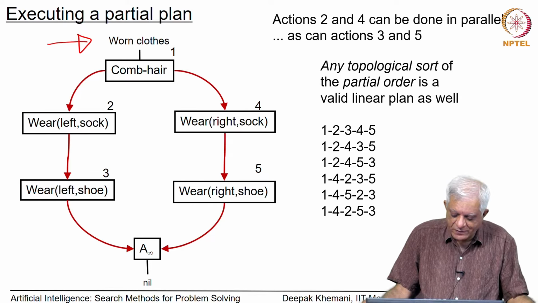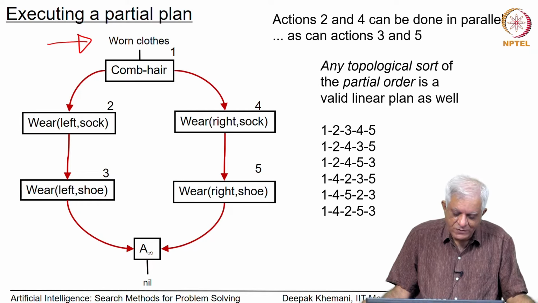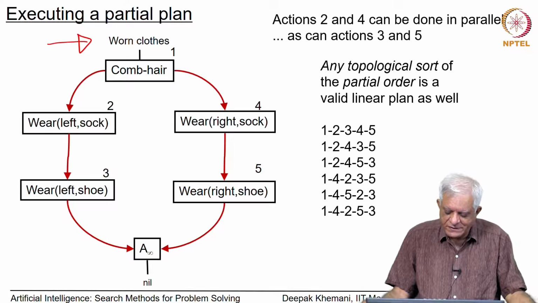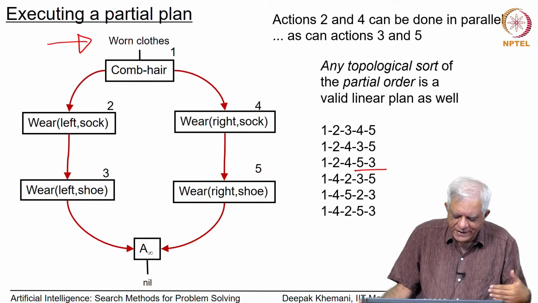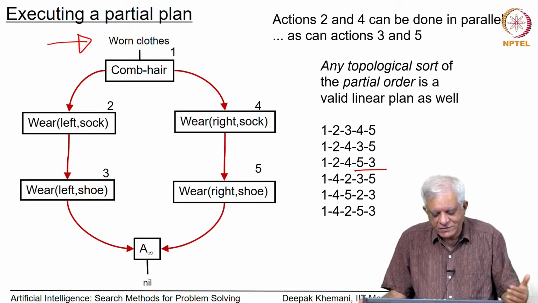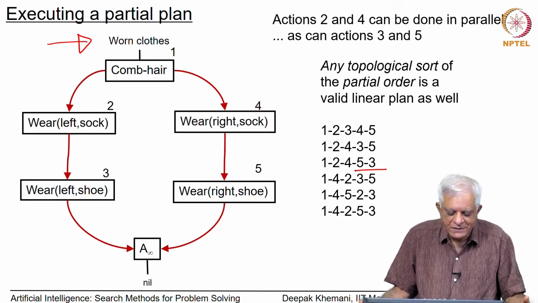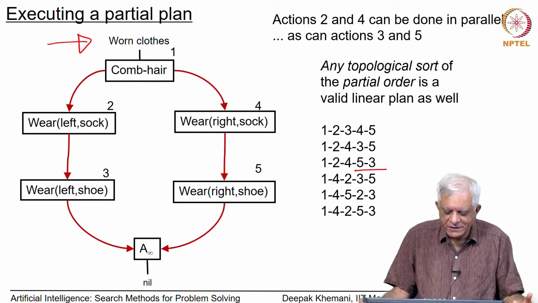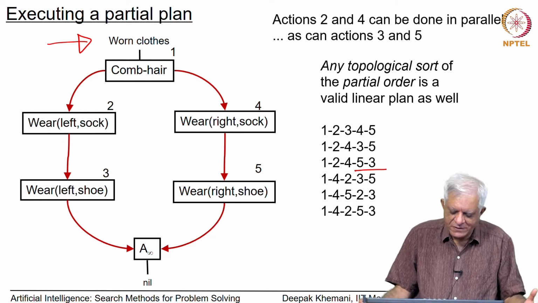But you could also do as follows, that you first comb your hair, you wear your left sock, then you wear your right sock, then you wear the left shoe and then you wear the right shoe, or you could wear the right shoe first, as is the case here, and the left shoe afterwards. Any topological sort. Remember that a topological sort says that you can take a partial order and convert it into a linear order, and that process is called linearization, and the linear order must be such that it respects the ordering constraints in the partial order, and all these linear orders respect that.